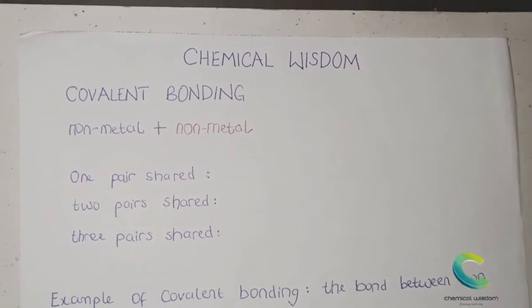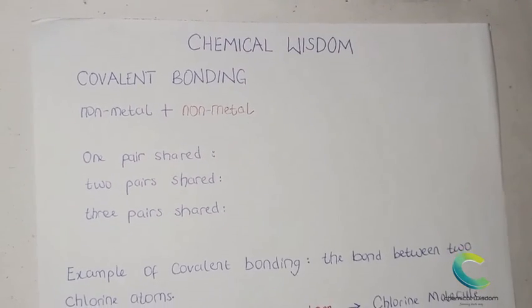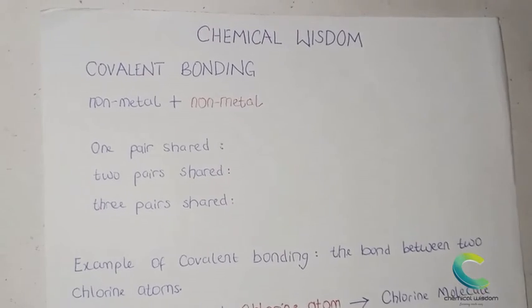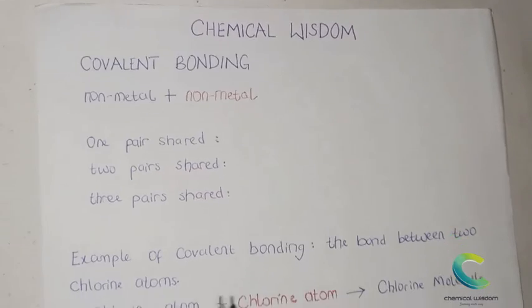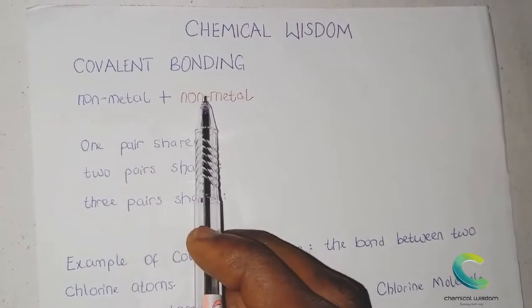Welcome to Chemical Wisdom. This is the third part of this series on chemical bonding. In the previous video we discussed electrovalent bond, and now we're going to be looking at covalent bond. It's a bond between two non-metal atoms.